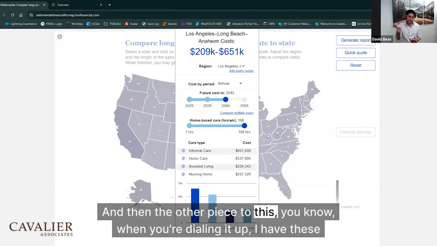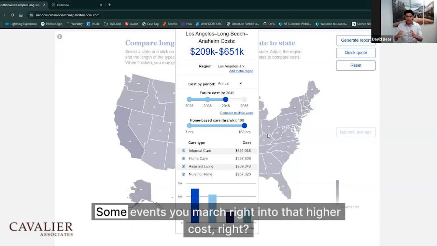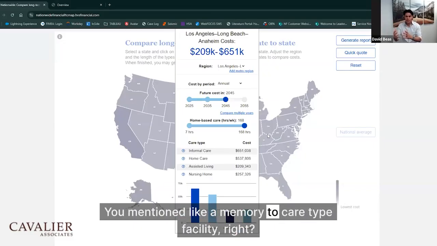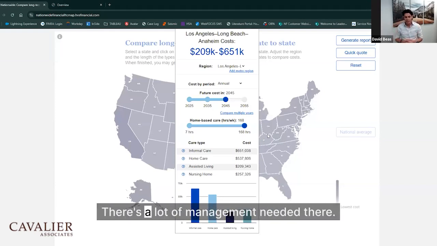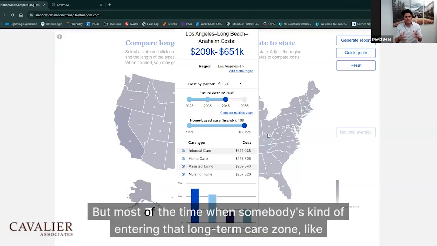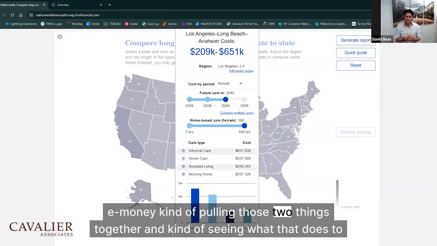And then the other piece to this, when you're dialing it up, I have these conversations every single day, and some events you march right into that higher cost. You mentioned a memory care type facility. Right off the bat, it's $12,000 because it's full-time, around-the-clock care, and there's a lot of management needed there. But most of the time, when somebody's entering that long-term care zone, it's a gradually increasing cost, which layers into this story, plus eMoney, pulling those two things together and seeing what that does to portfolios.